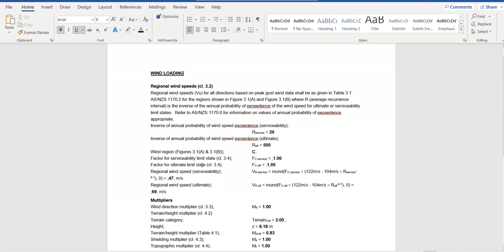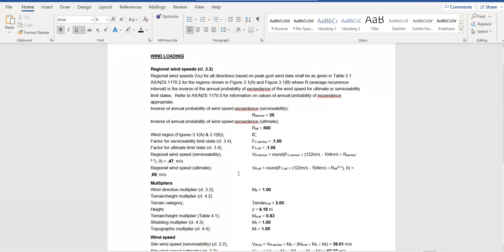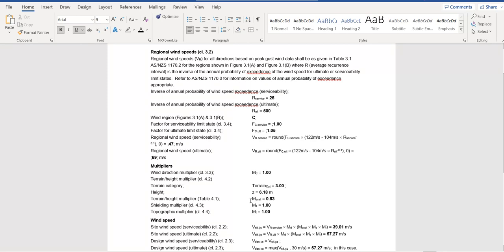In order for us to find the site wind speed, we have to implement and compare all the other factors, which are Ms and then Mz,cat and Mt, because all these factors are associated with the different sites where we are going to build the structure. So go back to the formula.